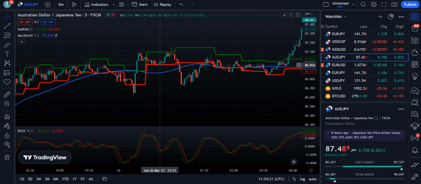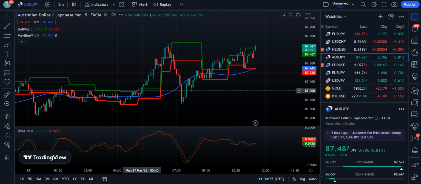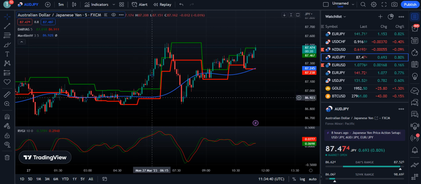But here this position was not valid, so we have to wait for our market to enter into a proper buy position. For example, here our market has crossed this level, the support level, resistance level, and it has gone out of it. So what we have to look at is that if it has gone out of the Darvas box, our market has to move above this Fibonacci moving average.